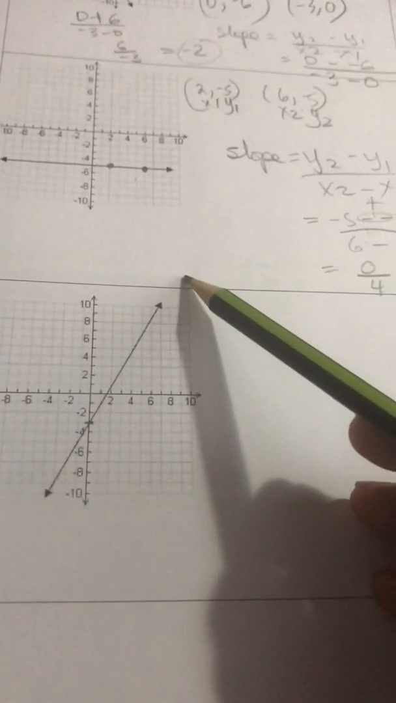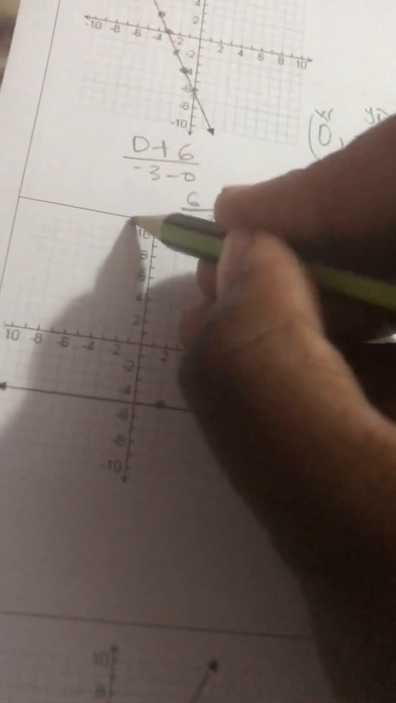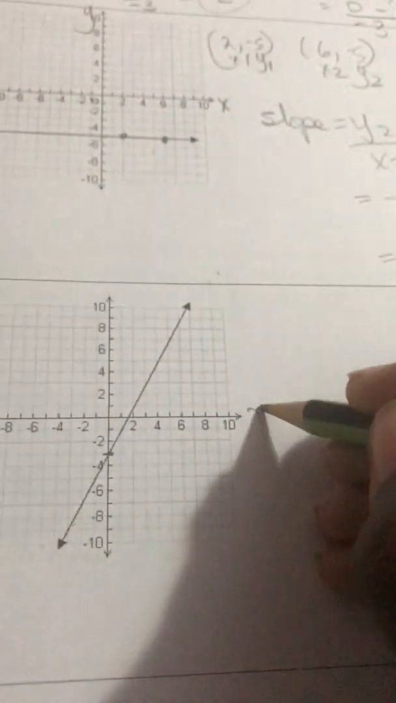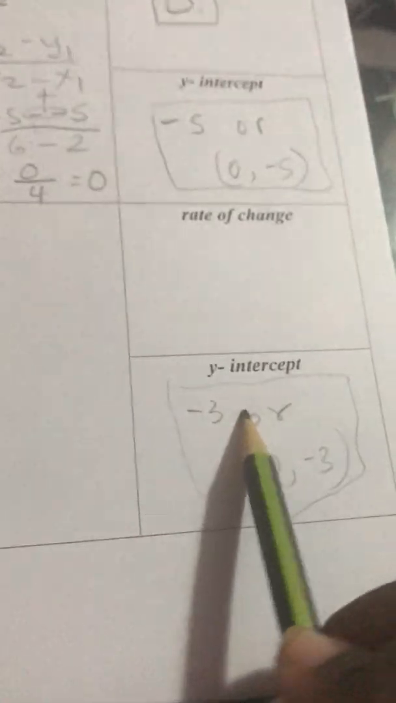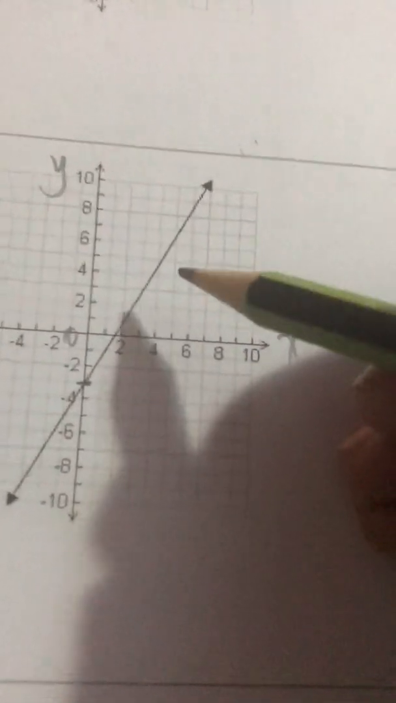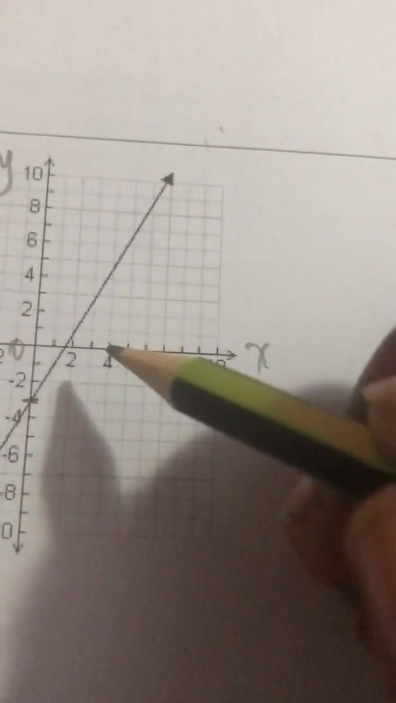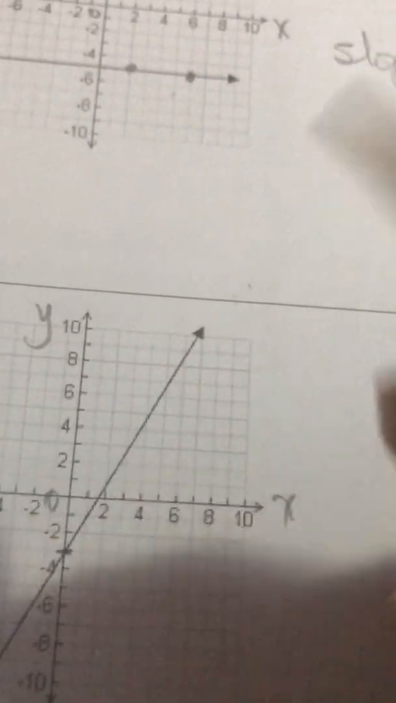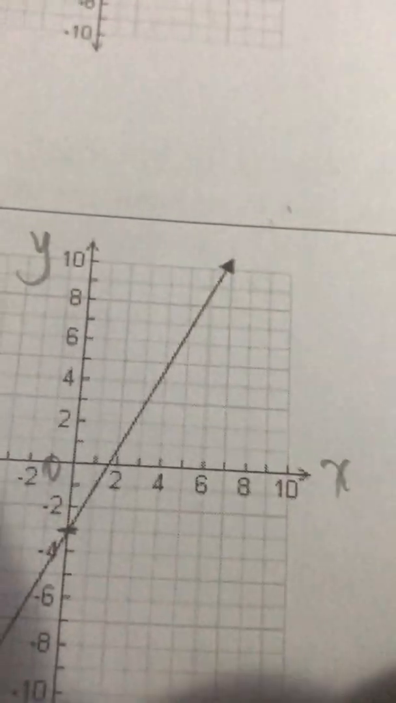Now here your slope should be positive. Why? Because your line is going up. Please don't forget to label. You have to label x and y. So we already found our y-intercept, so we just need to calculate our slope. Choosing the points is very important. That is the most important part of this exercise. If you don't know how to choose the points on a graph, your life will be very miserable.